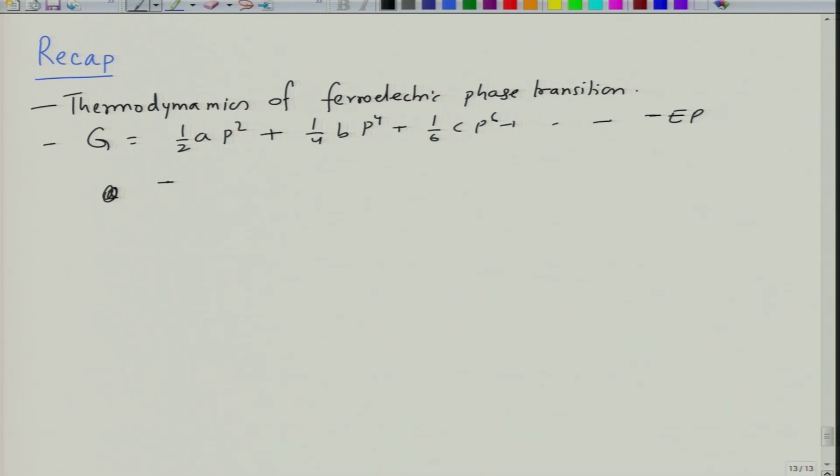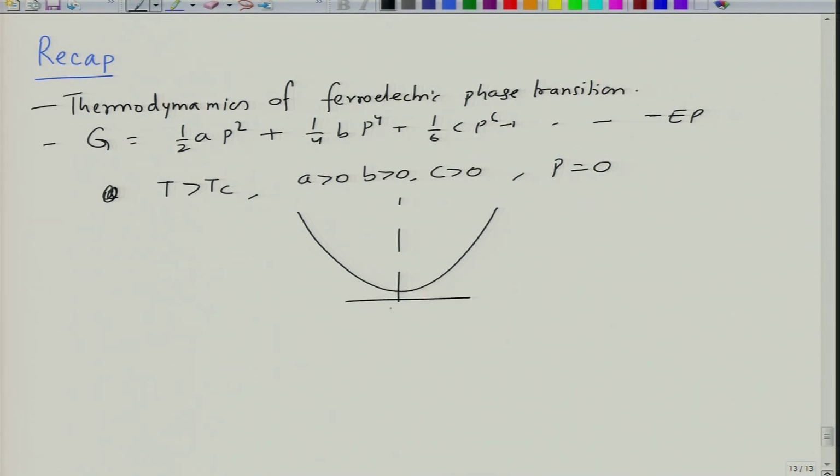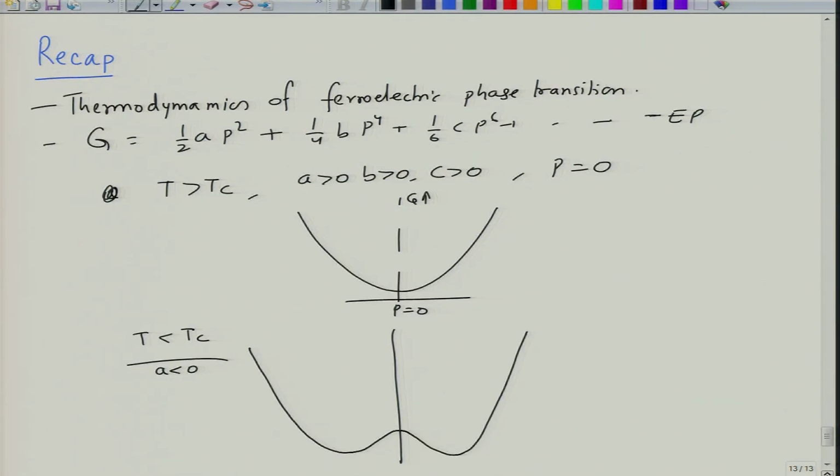We got two regimes. First is T greater than Tc, when A is greater than 0, B is greater than 0, C is greater than 0. For that P equal to 0 happens to be a root. So, as a result we get a minimum in free energy like this at P equal to 0. So, this is G, and then for T less than Tc the scenario changes. For T less than Tc the value of A becomes less than 0. So, the free energy shows this kind of behavior with roots at P plus or P minus.